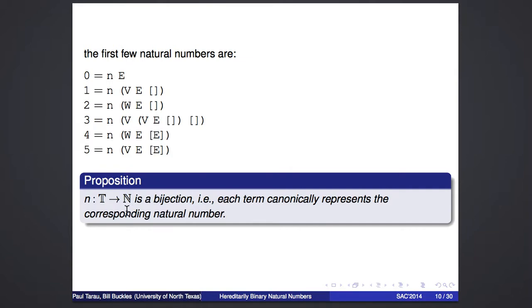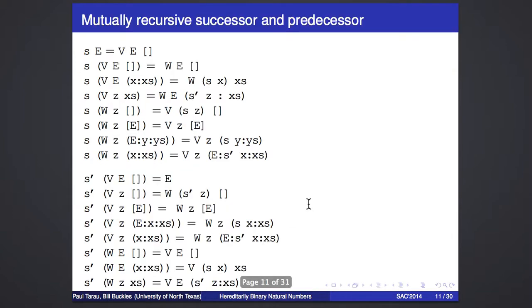So the main result here is that n is a bijection. Each term canonically represents the corresponding natural number. We'll also provide a construction of the inverse in one of the next slides, and that would highlight what's really going on with this bijection between trees and numbers. But let's now see the mutually recursive successor and predecessor.